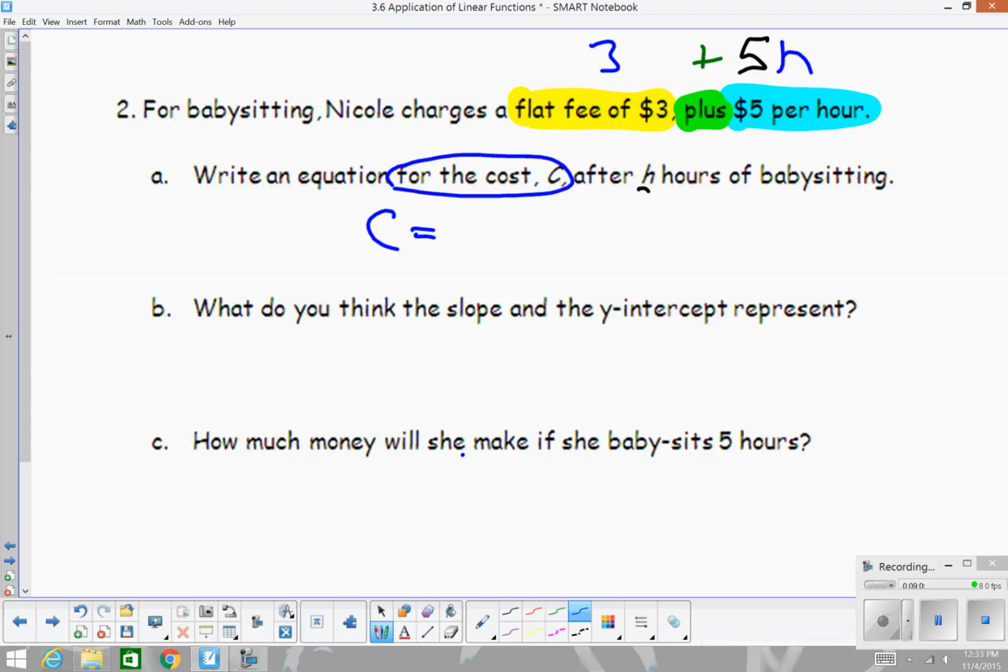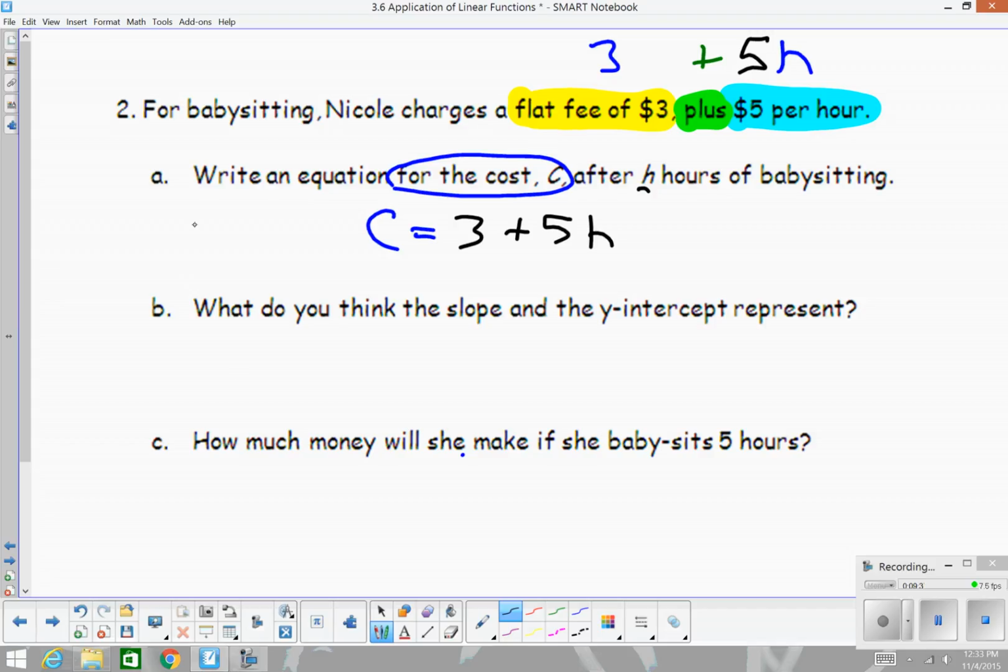Now the hour is what's going to be costing. So that's going to be addition. It's going to be accumulating. Good. Now, once I have my algebraic expression up there, I'm just going to bring it down, and that's what C is going to equal. So it's going to equal 3 plus 5H. Okay, awesome. So that's my equation.